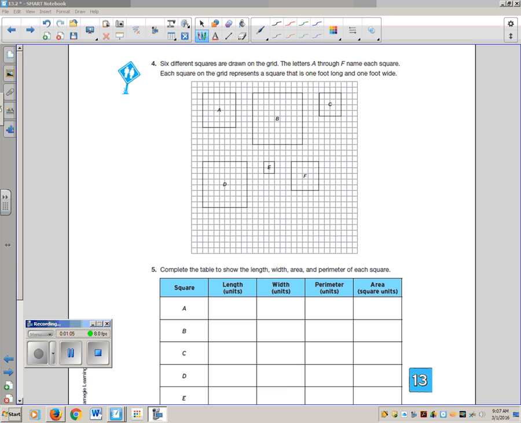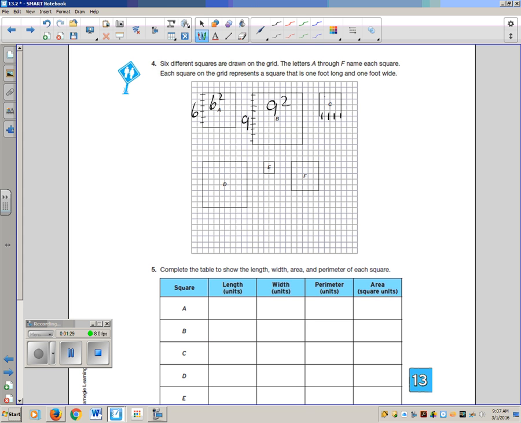All right, at number 4, we've got 6 different squares. Once again, similar to problem 1, but now we are working with squares. First thing I want you to do is just figure out the dimensions of the square. 1, 2, 3, 4, 5, 6. This is 6 squared. 1, 2, 3, 4, 5, 6, 7, 8, 9. This is 9 squared. Each side is going to be 9.